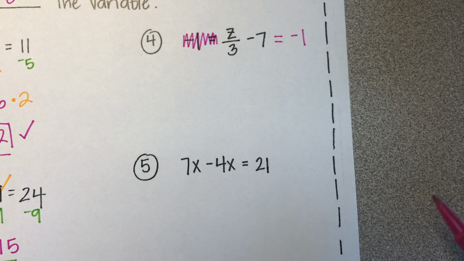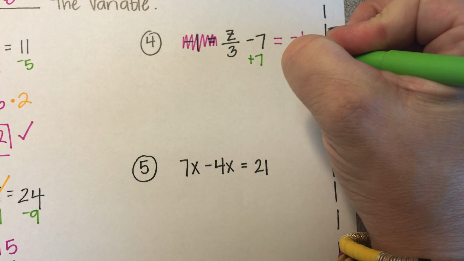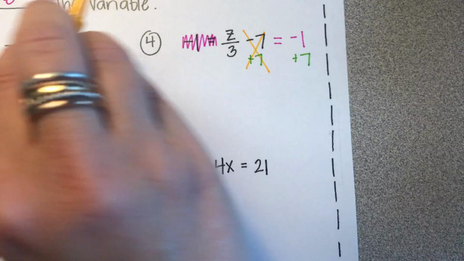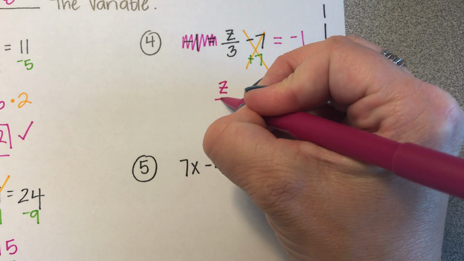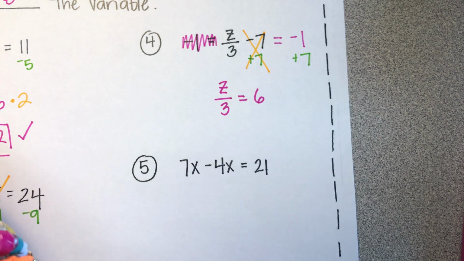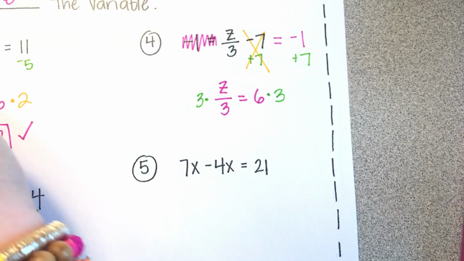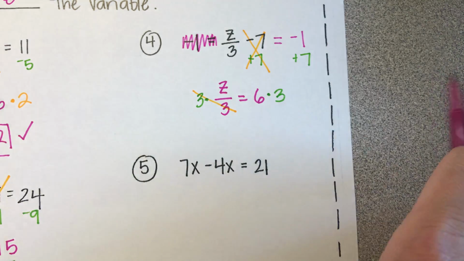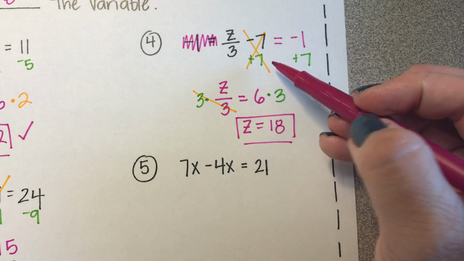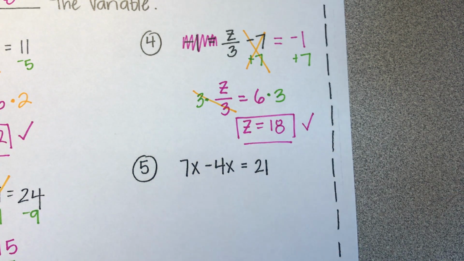Just rewrite it. Okay, so first step is to undo what's being added or subtracted. So I'm going to add 7 to both sides. So that got rid of this and left me with z divided by 3 equals 6. -1 plus 7 is 6. And now the opposite of dividing by 3 is to multiply by it. So this cancels and I'm left with z equals 18. And again, I'm going to plug it in. 18 divided by 3 is 6. 6 minus 7 is -1. And I'm done.